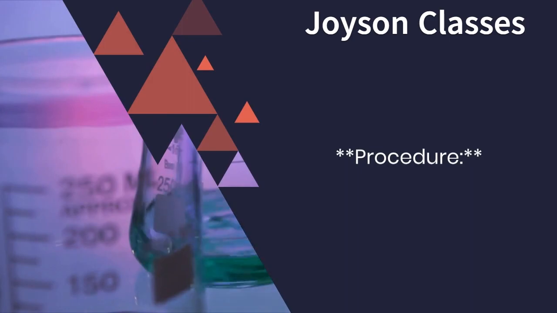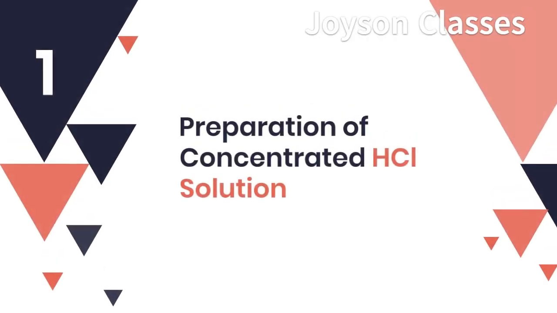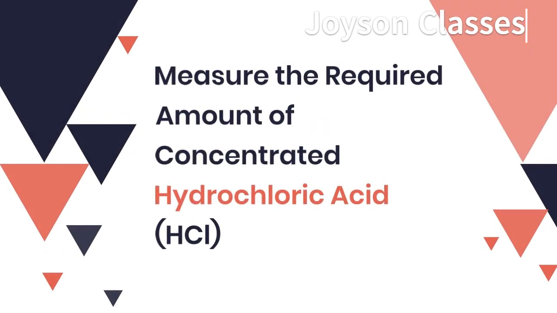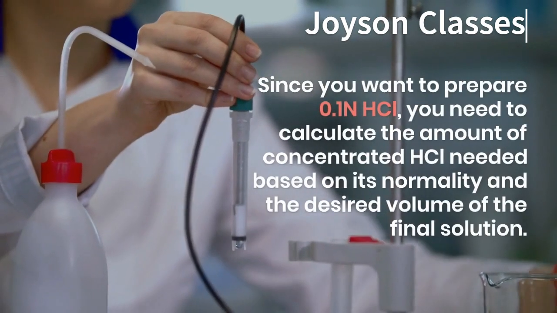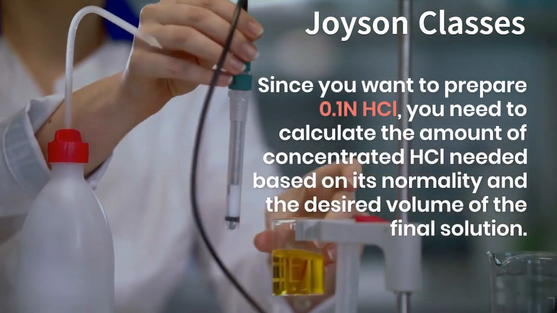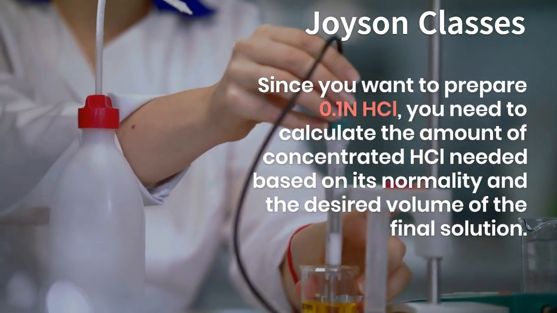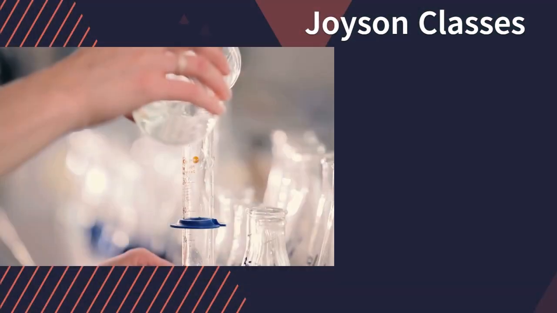Procedure. Preparation of concentrated HCl solution. 1. Measure the required amount of concentrated hydrochloric acid, HCl. Since you want to prepare 0.1N HCl, you need to calculate the amount of concentrated HCl needed based on its normality and the desired volume of the final solution.